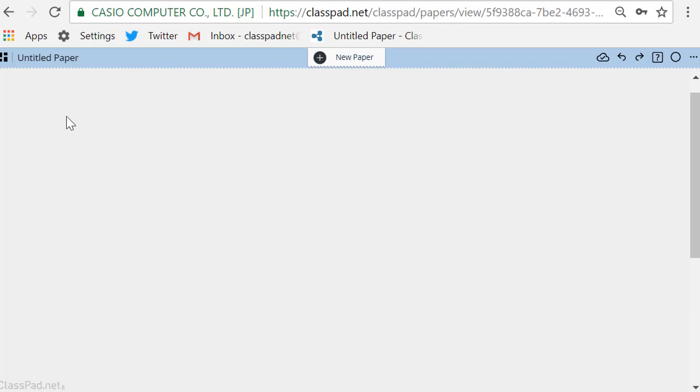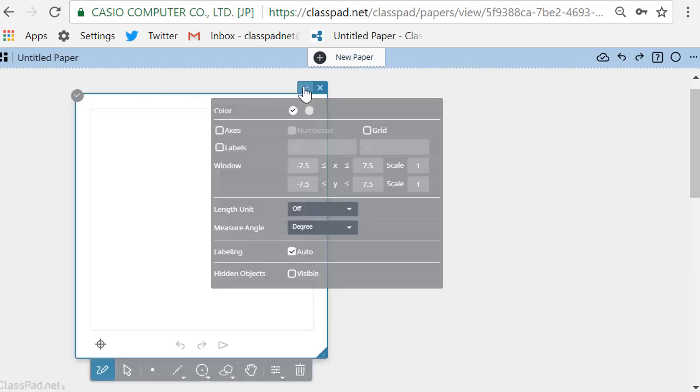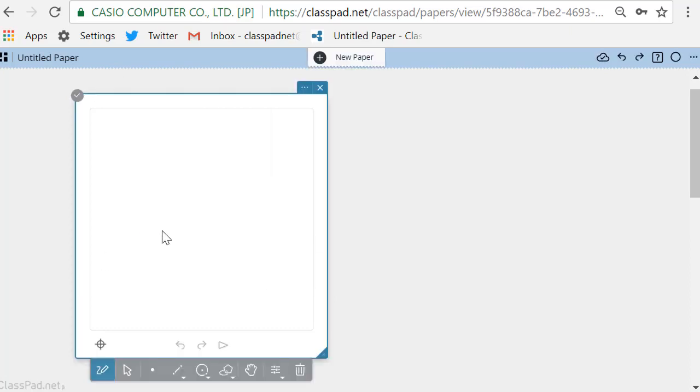So first thing I want to do is get a geometry sticky out, and I'm also going to turn off auto labeling because I don't need the points to be labeled at this point. No pun intended there. So I want to make a triangle first. I'm just going to draw one. That's the cool thing with our software.